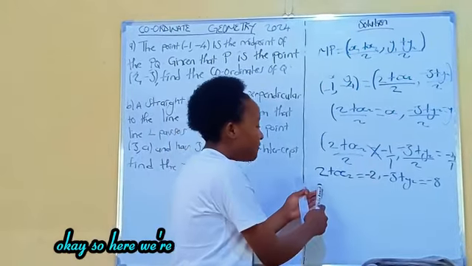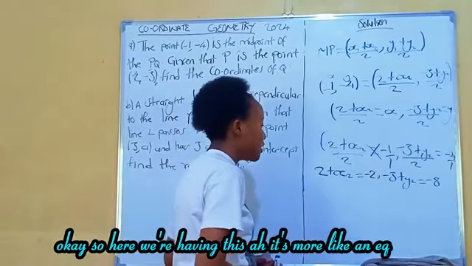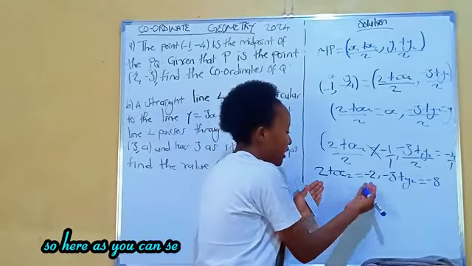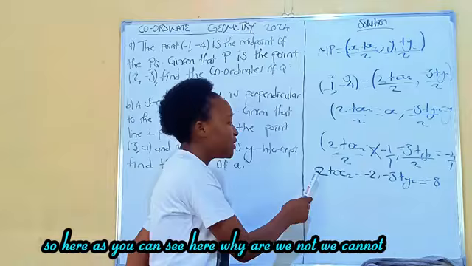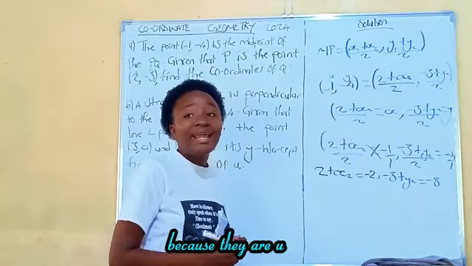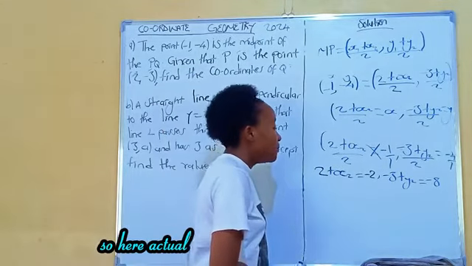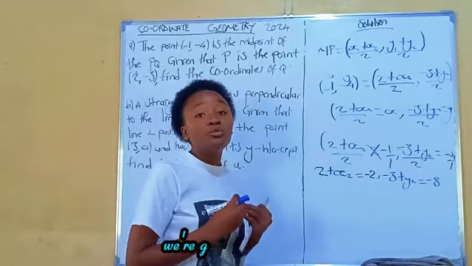Okay, so here we are having this. It's more like an equation. As you can see here, we cannot add 2 plus x. Why? Because they are unlike terms. So here, in common terms, the term I can use is we're going to group like terms.